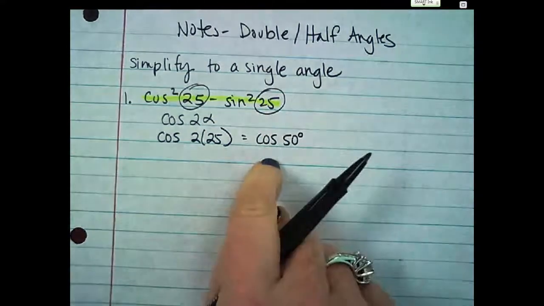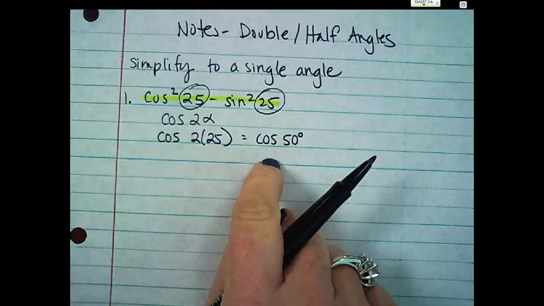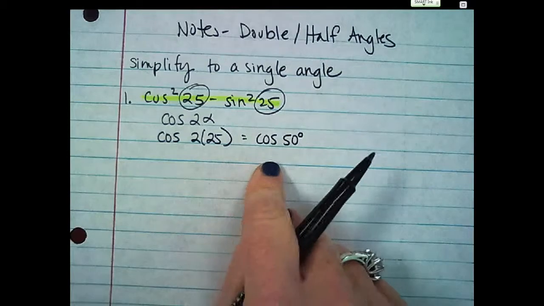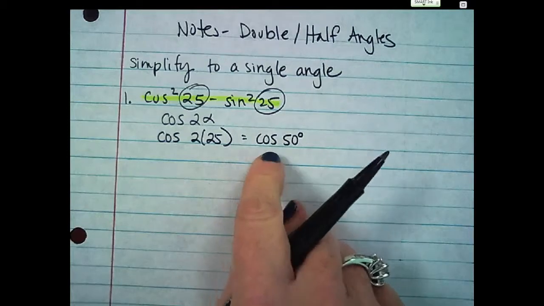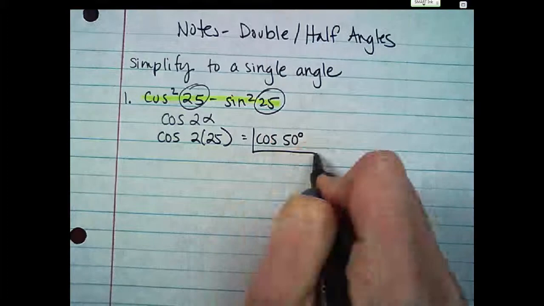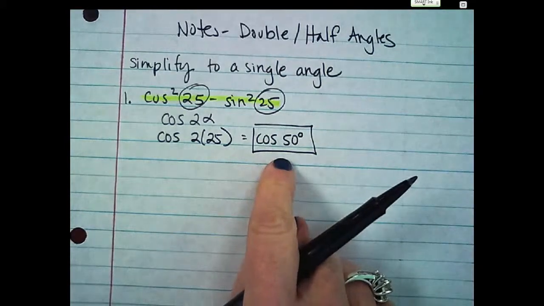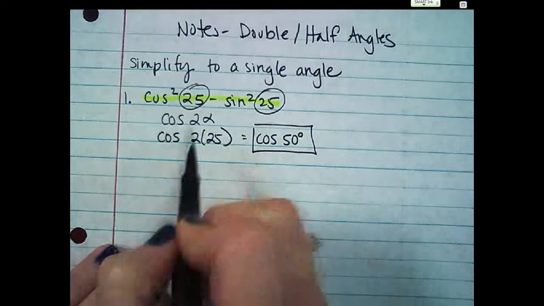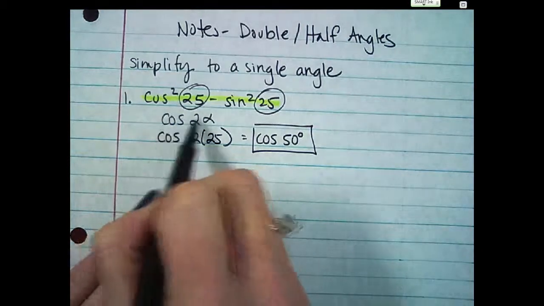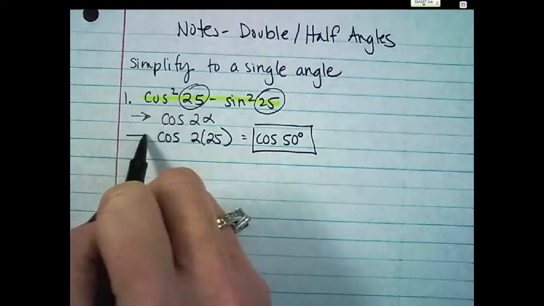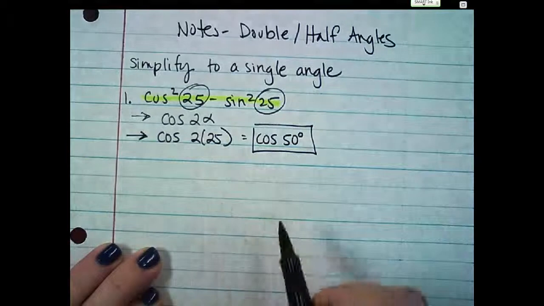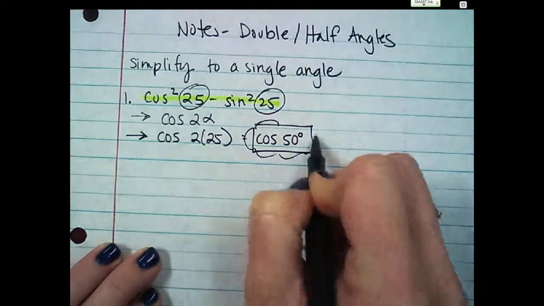Is cosine of 50 on our unit circle? No, it's not, correct? So therefore, we can stop right there. If it's on the unit circle, you have to complete it one step farther. Now on here, you've got cosine of 2 alpha. You can show this line of work or this line of work, but one of the 2 is required. Just the answer is not enough.